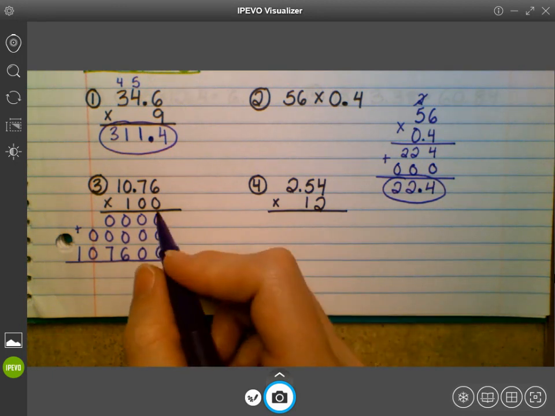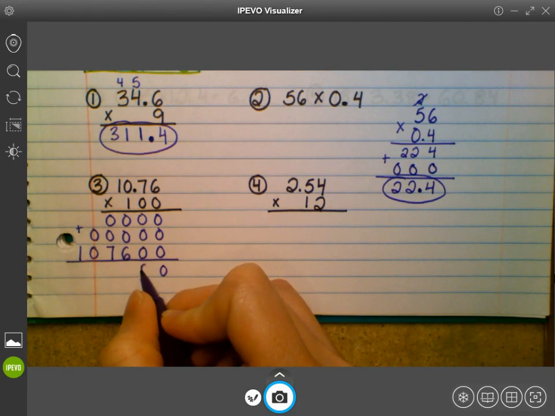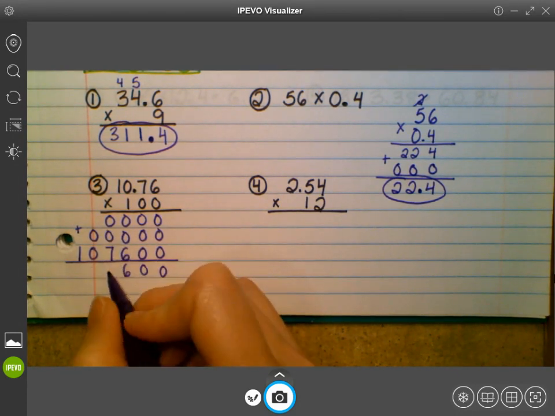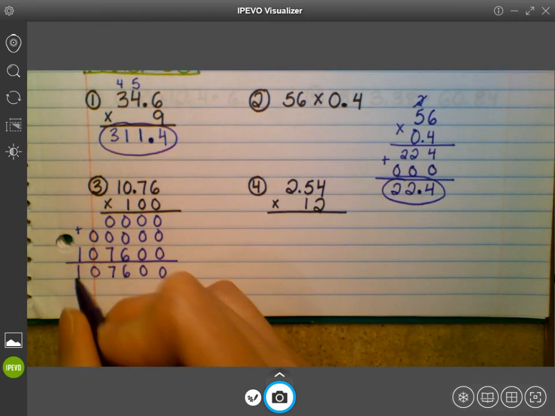They're partial products. So when we add, 3 zeros is 0. 3 zeros is 0. 2 zeros and a 6 is 6. 2 zeros and a 7 is 7. That's like a heart attack. 2 zeros is 0, and then we have our 1.